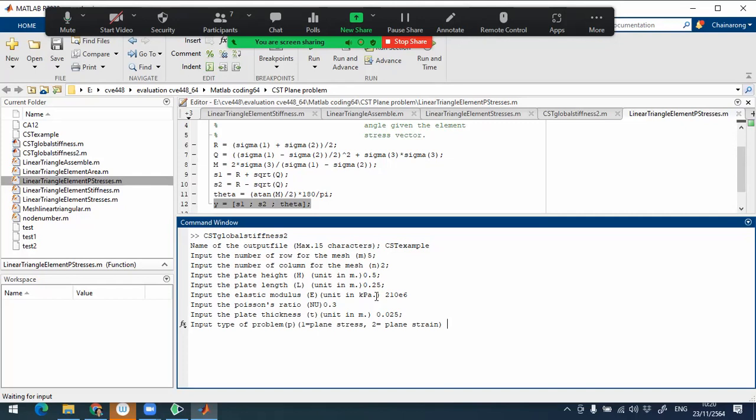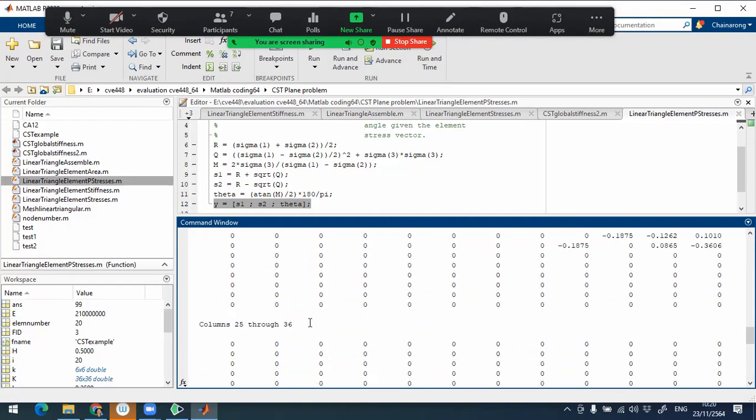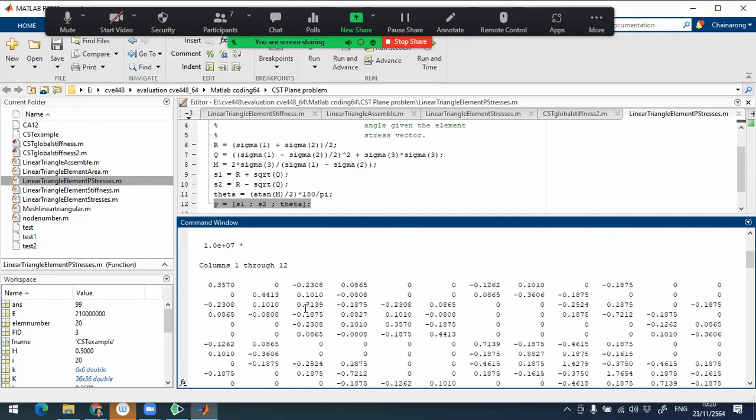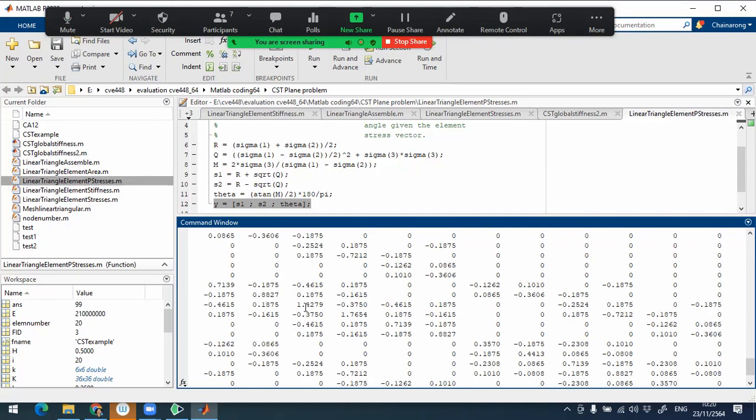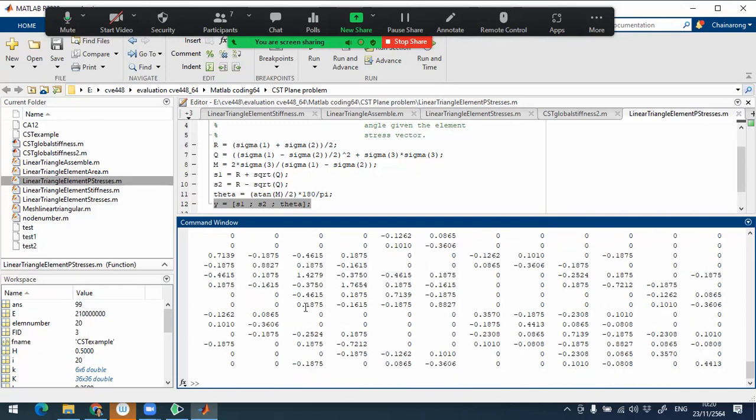And this is the plane stress problem. We apply P equal to 1. Then that's all. We already have the global stiffness. If you would like to see the global stiffness, you can type capital K. You will see that we already have the global stiffness of 36 columns. This may be hard to observe, right? Because it's a lot of numbers.